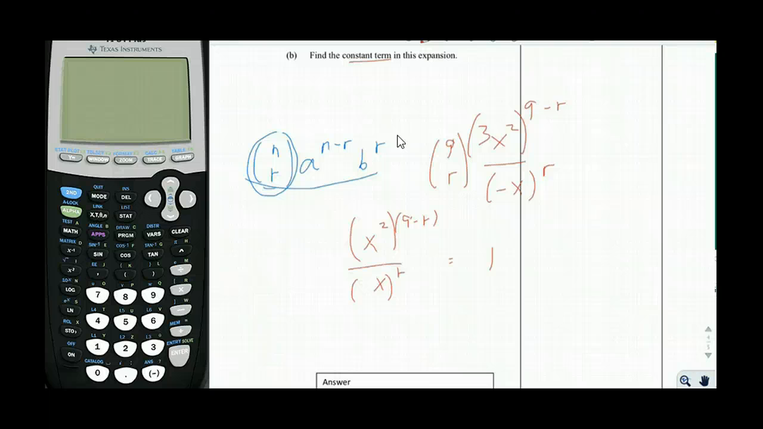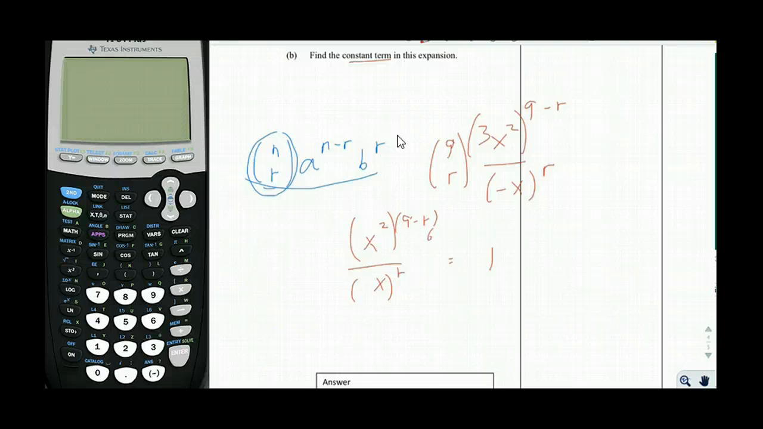That's kind of right in the middle. So if we had 5 here, that would be 9 minus 5. That would be x squared to the 4th. That would be x to the 8th. And the bottom would be divided by x to the 5th. No, that's not it, right? Because x to the 8th divided by x to the 5th is not 1. Looks like we need to increase it a little bit.